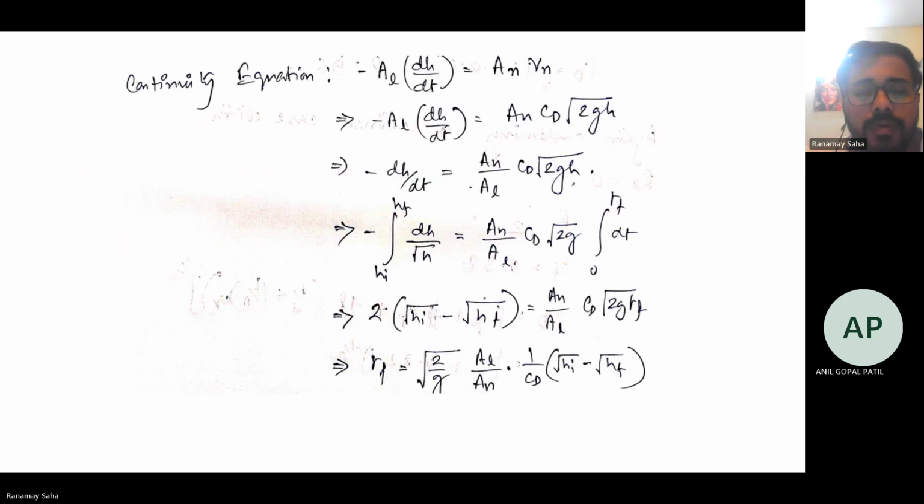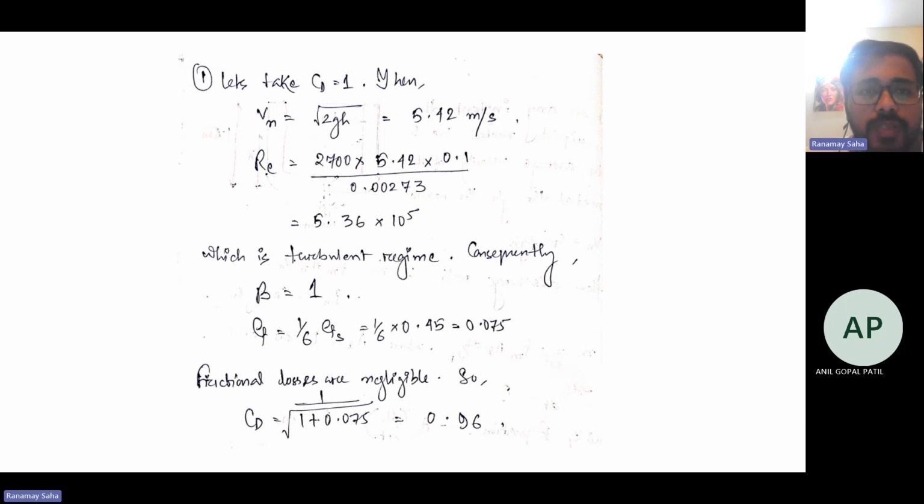Now, let us do one thing. Let us first take CD as 1. Let's assume CD as 1 here in the Vn equation, where if CD becomes 1, it becomes simply Vn equal to root of 2GH, which was the case in the previous problem. Frictional losses were not considered. So the nozzle velocity in that case simply becomes 5.42 meters per second. You just plug in the values of G and H, with the total height 1.5, and simply get the nozzle velocity of 5.42.